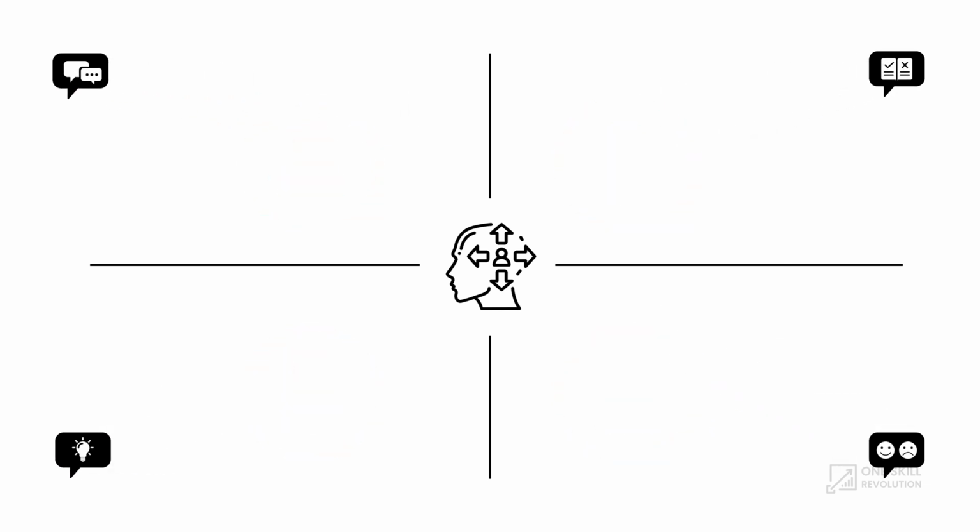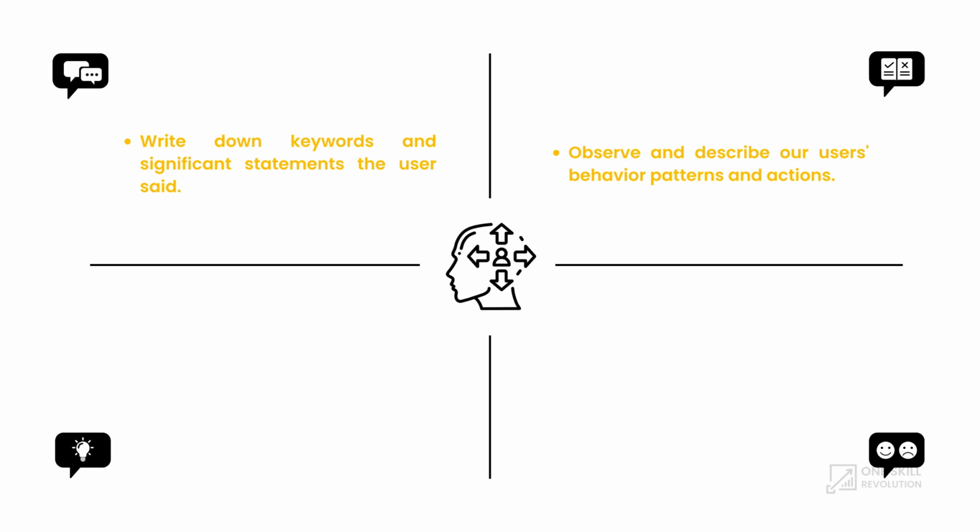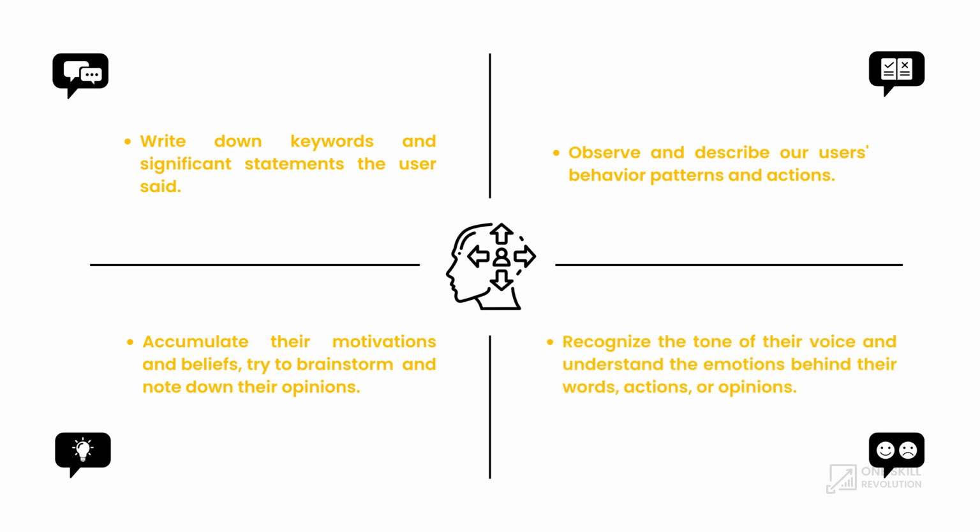In the Say quadrant, we write down keywords and significant statements the user said. In the Do quadrant, we observe and describe our users' behavior patterns and actions. In the Think quadrant, we accumulate their motivations and beliefs and try to brainstorm with them and note down their opinions. In the Feel quadrant, we recognize the tone of their voice and understand the emotions behind their words, actions, or opinions.